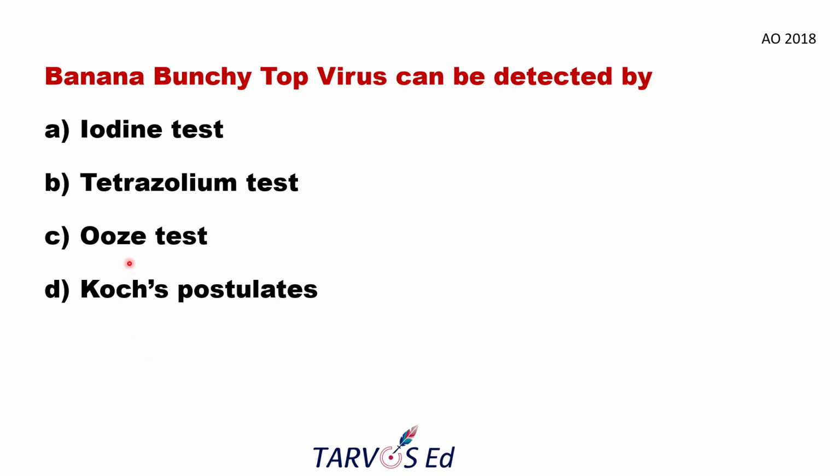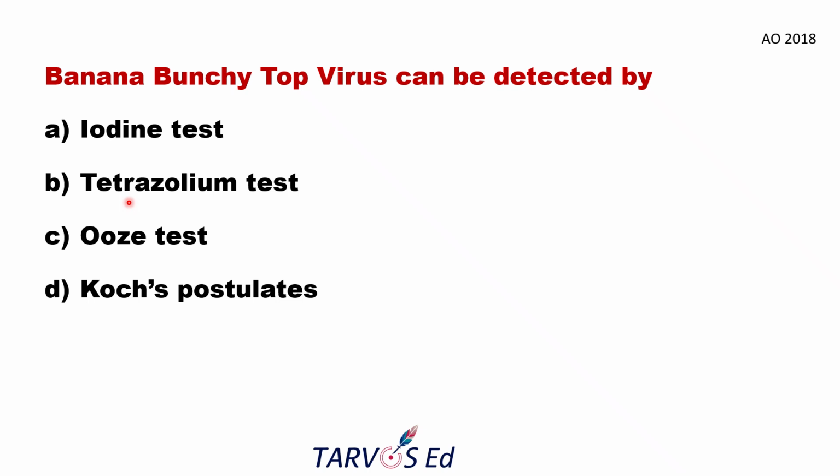Here you can eliminate the ooze test because the ooze test is related to bacterial identification, but here they are asking about banana bunchy top virus. So you can eliminate option C. Then D also you can eliminate, because Koch's postulates are related to pathogenicity tests only, so the detection will not be related to Koch's postulates. So C and D you can directly eliminate, and you have only two options, either the iodine test or the tetrazolium test.